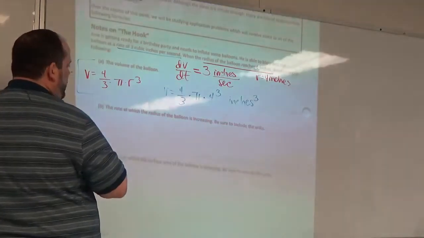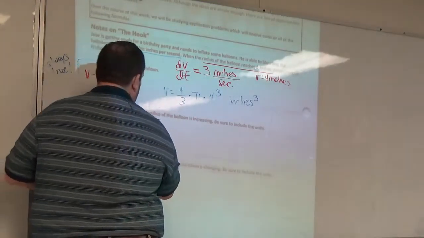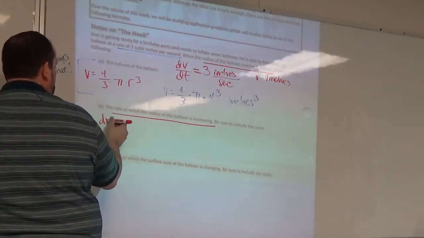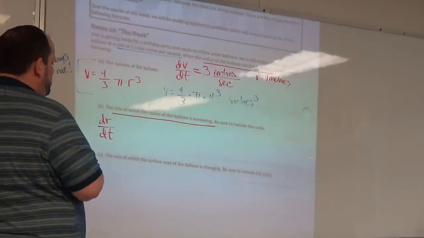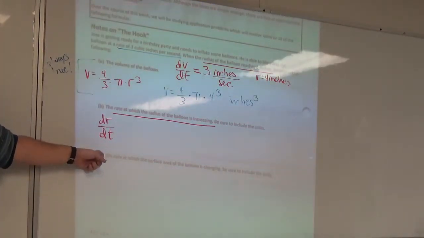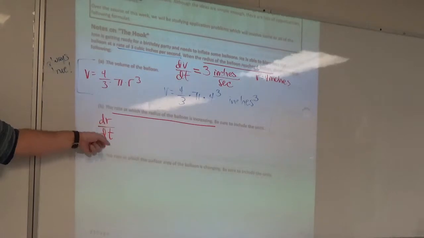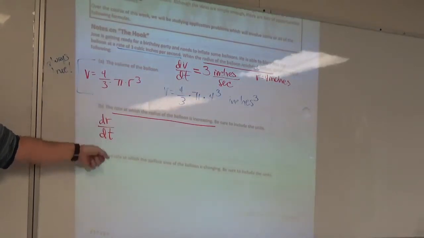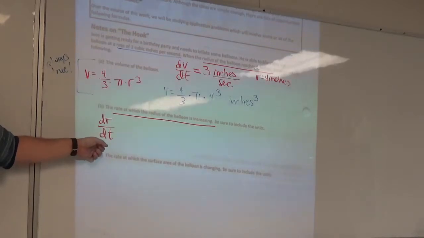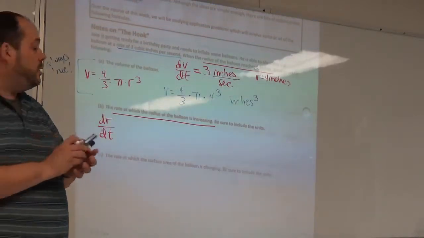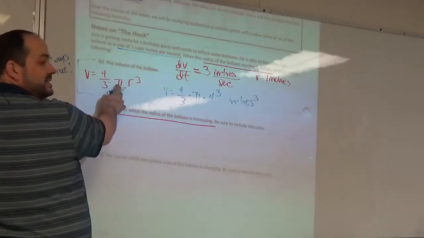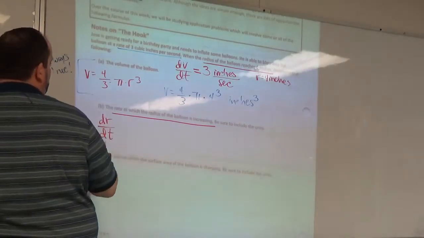I want the rate at which the radius of the balloon is increasing. That's a rate of how the radius changes over time. Here comes the new piece. This guy here has the units of a derivative. I want to treat it like a derivative. I can only take derivatives of relationships that are always true. So the one relationship that I know that's always true is this guy over here. Watch how we're going to take the derivative.